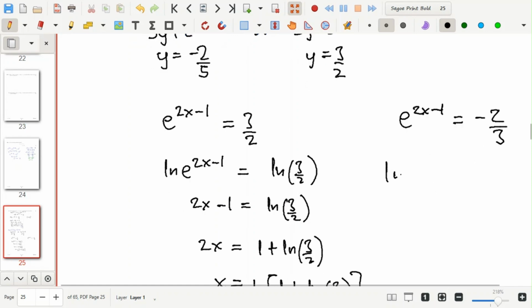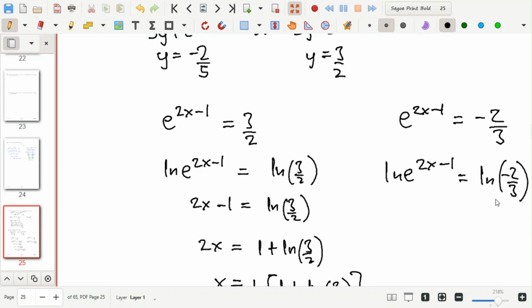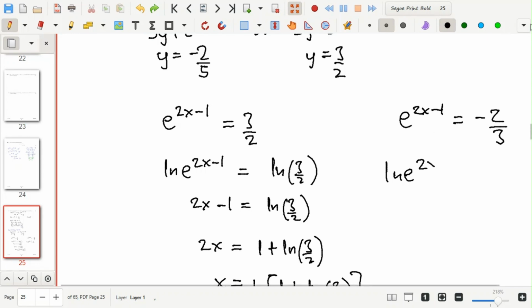Because if you find ln of both sides of this, you get your argument. Your argument here is negative. It's a negative number. And we say that your argument cannot be negative. If it's negative, you can't solve it. So that's one. This one is rejected. Okay. It's a rejected ballot. Rejected. Let's reject it.